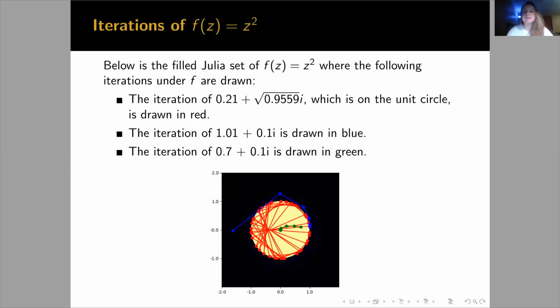So on the slide, you can see I represented a few points that were iterated over f. The iteration in red is a point on the unit circle. So since the distance from 0 is 1, when you square it, it will remain on the unit circle. The iteration of a point outside the unit circle is drawn in blue and it goes off to infinity. And the iteration of a point inside the unit circle is drawn in green and it goes to 0.